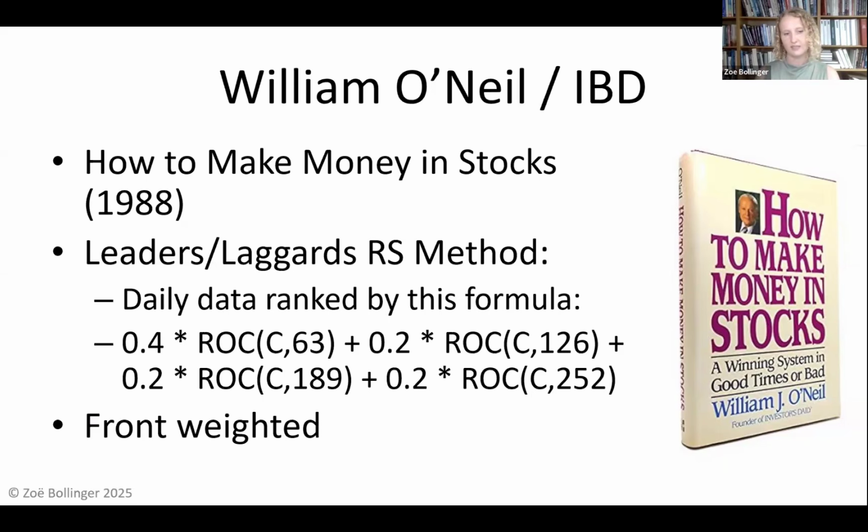And he front weights it. He gives a 40% weighting to the 63-day and a 20% weighting to all the rest. The thing to keep in mind is this is even more front weighted than it looks, because it's not just that you're giving a 40% weighting to the 63-day. It's that the 63-day is included in each of the three longer rates of change as well. So this is an approach that really does quite heavily emphasize that front change, the most recent price action of the stocks that you're ranking.